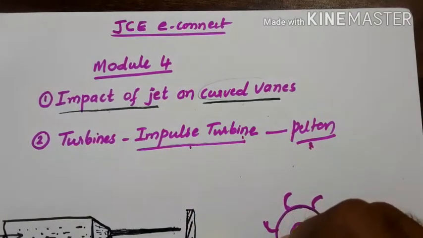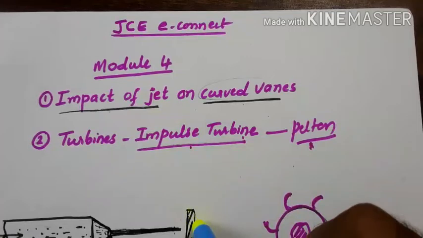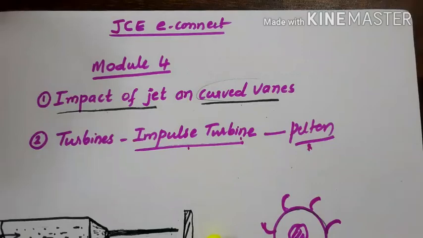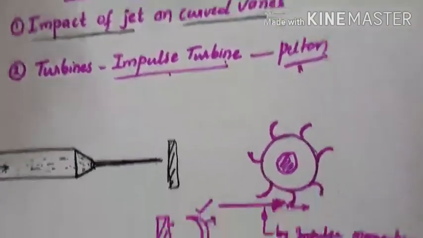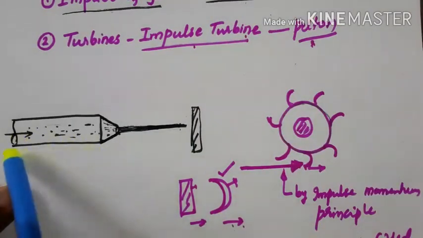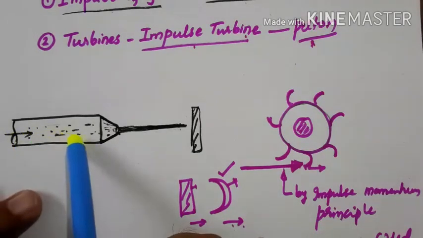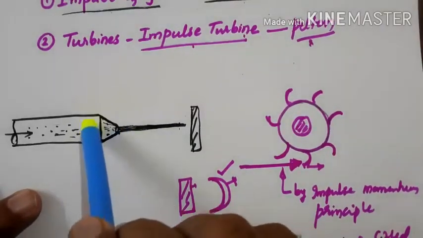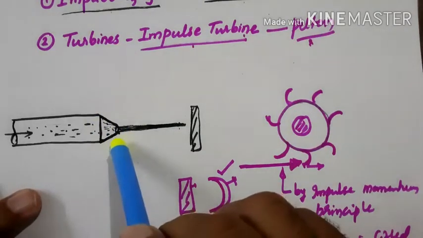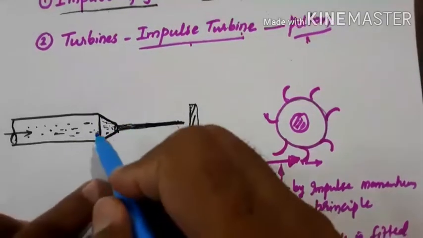In this particular lecture I'll be discussing some fundamental concepts which are essentially required for the analysis of the impact of jet force. In previous lectures we discussed the impact of jet, when the liquid is flowing through a pipe, and at the end of the pipe a nozzle is fitted. What do you mean by nozzle? A nozzle is a tube of reducing cross section.